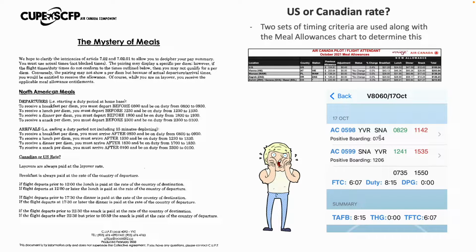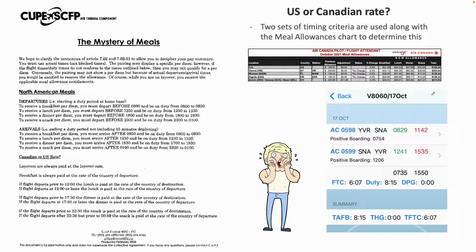So I've taken a pairing from my October 2021 block month, and we're going to apply the principles within the Mystery of Meals document to determine which per diem or per diems I am entitled to, and then whether that's paid at the Canadian or the US rate.